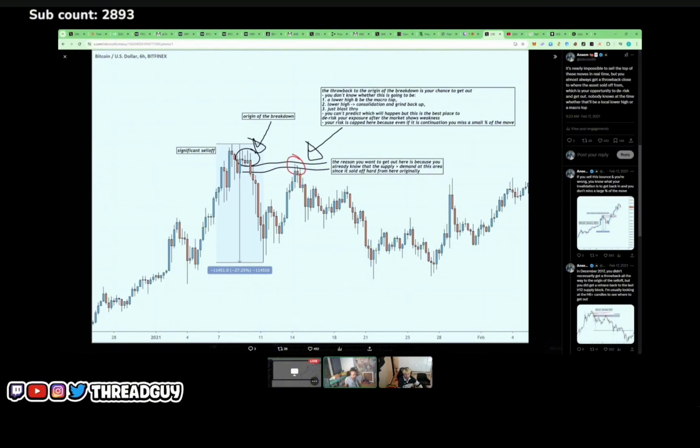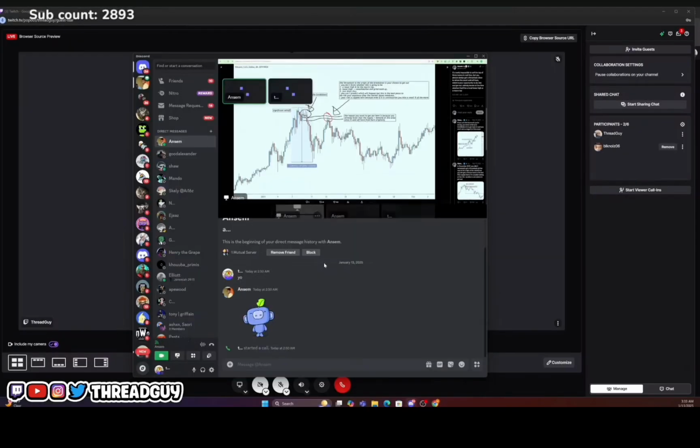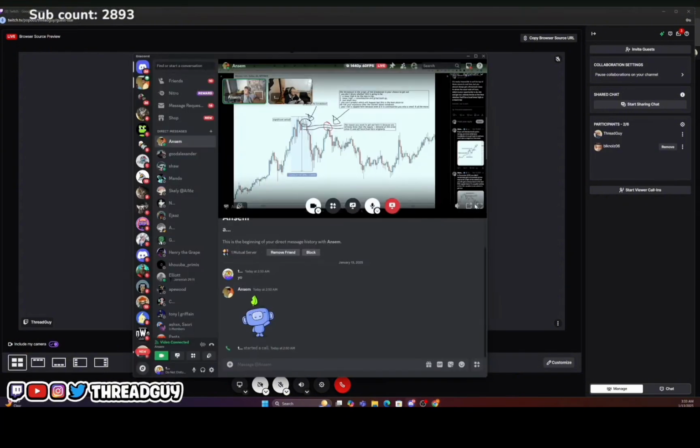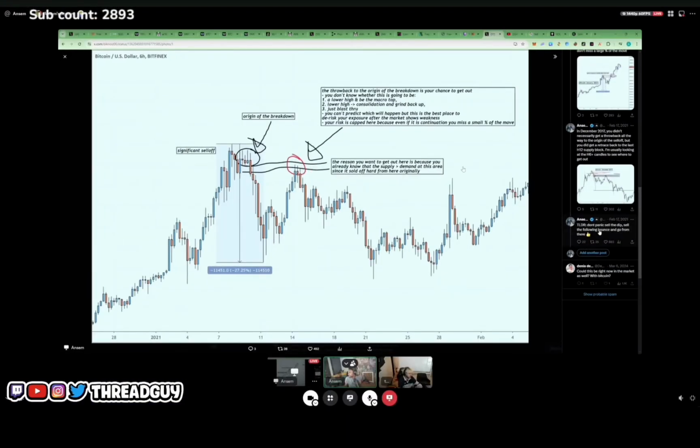So when it comes back to that same level where it broke down, you've got to think the same situation is probably going to happen. There were more sellers here before. That's one of the reasons it tops out. That's how I explain the demand and supply stuff. I mean, it's why TA works.